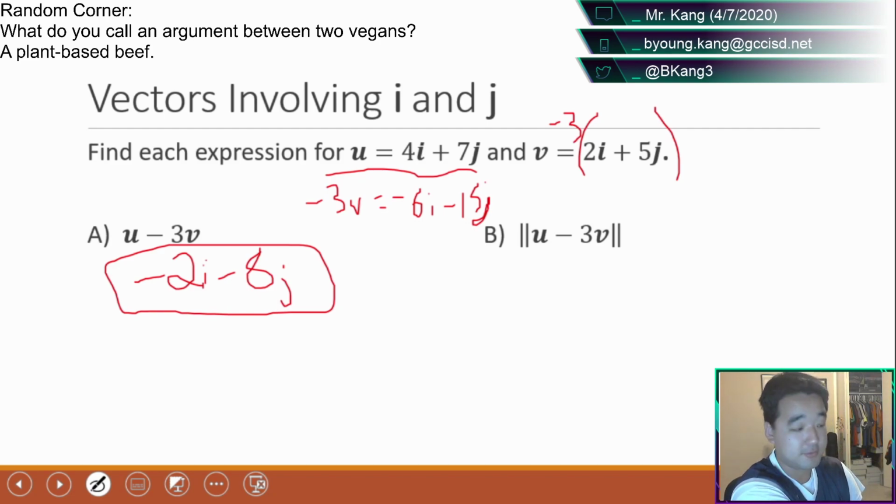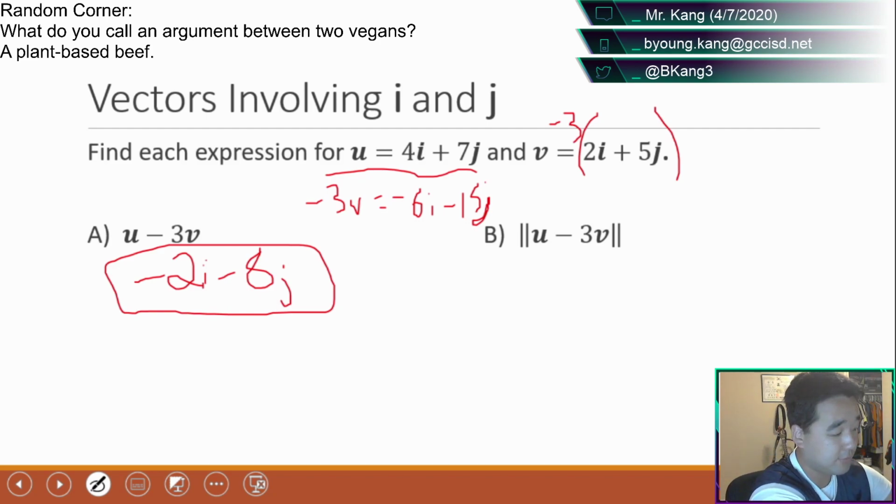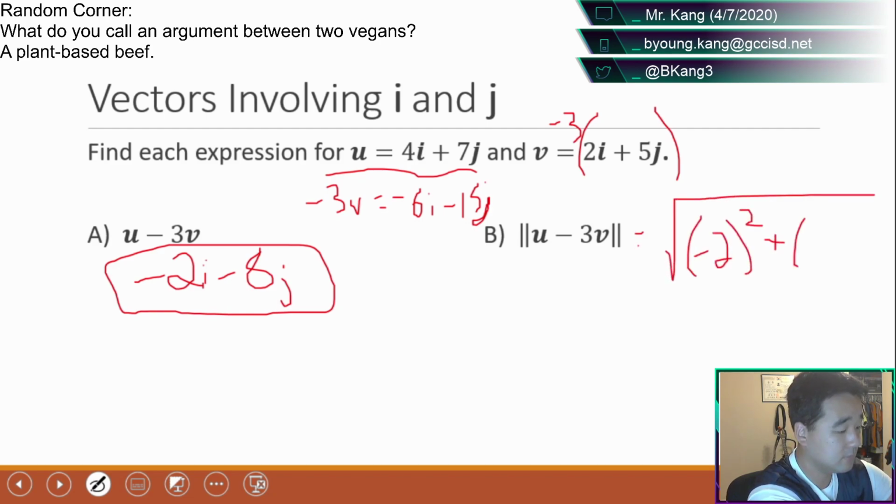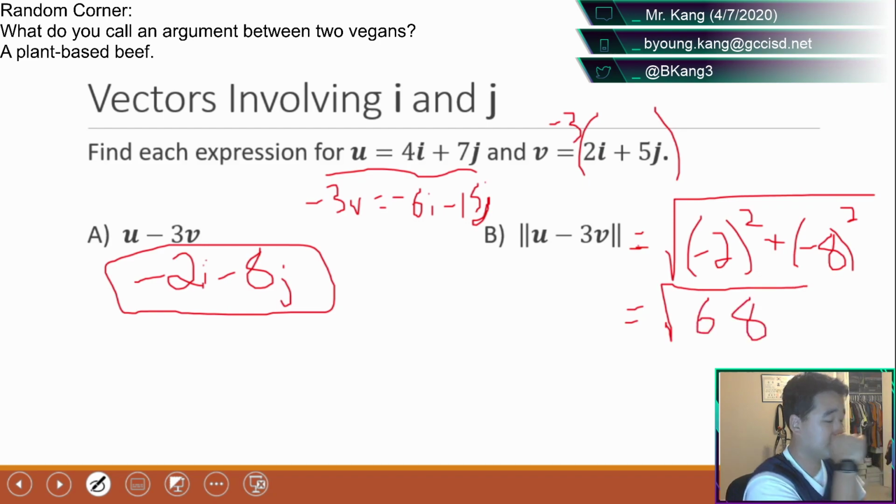So same vector, I want to find the magnitude. So we're going to do the Pythagorean theorem with negative 2 and negative 8. There we go. So we end up with the square root of 68. And that definitely looks like it breaks up, right?